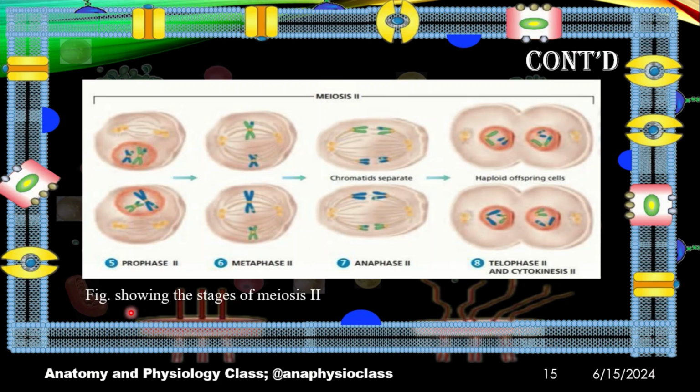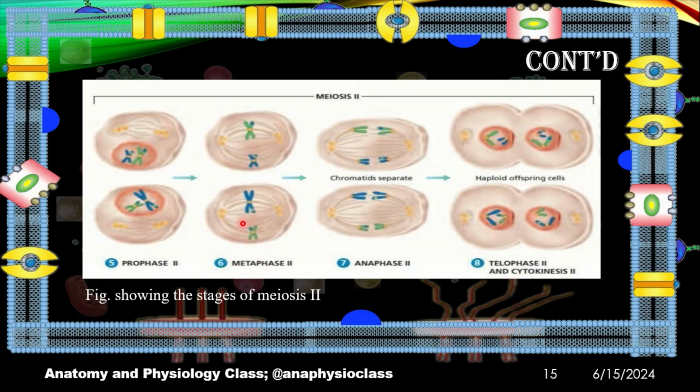Now prophase 2. In prophase 2, the DNA coils to form chromosomes. The nuclear envelope and nucleolus disappear. Then the centrosome with mitotic spindles appears.